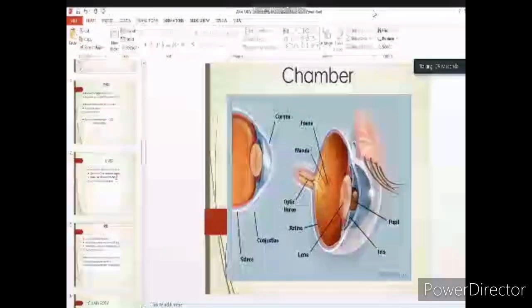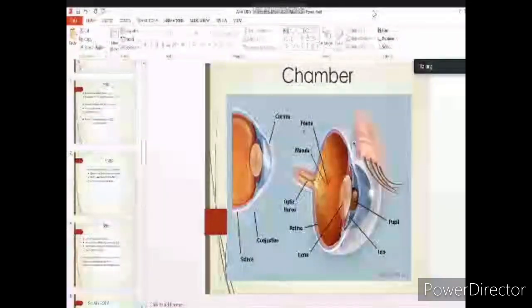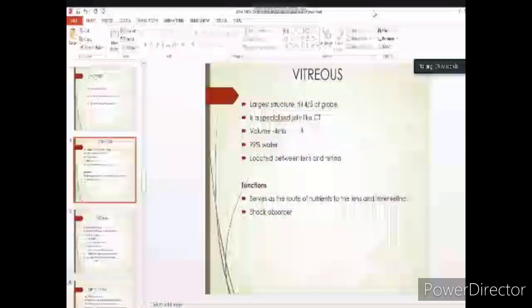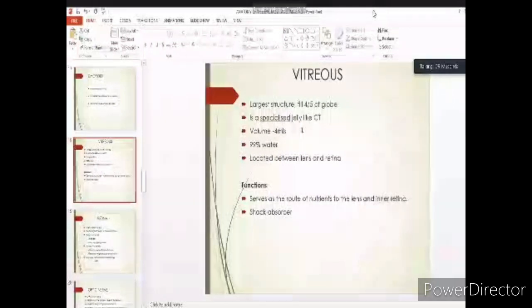So the vitreous is a specialized jelly with connective tissue. It has a volume of about 4 mils, 99% of which is water, and it's located between the lens and the retina. Function, like I said, it's the route through which nutrients go to the lens and also the inner retina. Remember, the posterior retina, or the outer retina, is fed by the choroid. The inner side is fed by the vitreous body or vitreous humor.